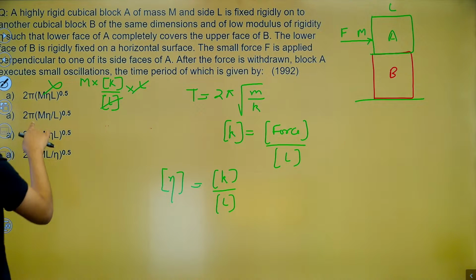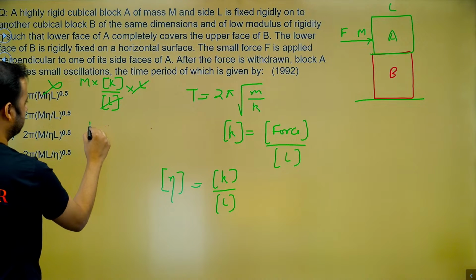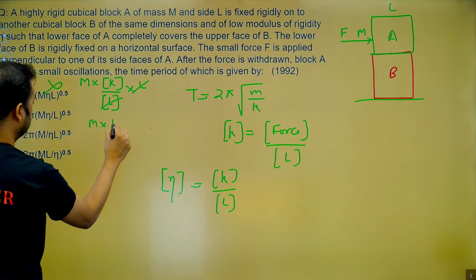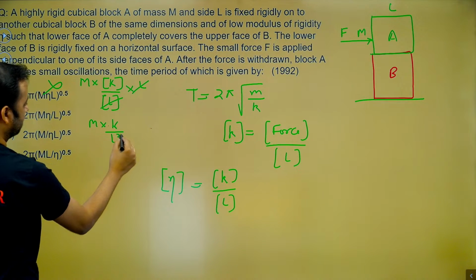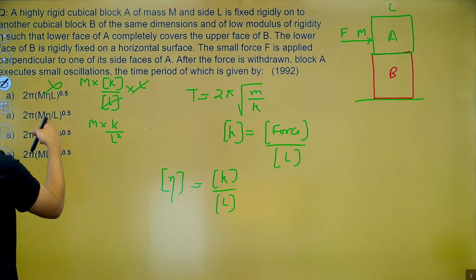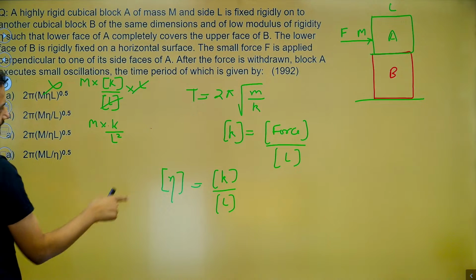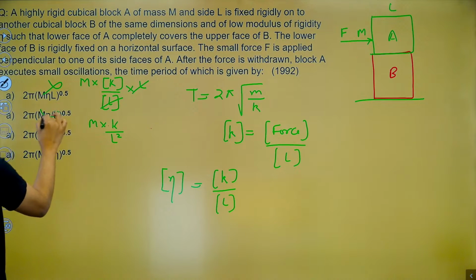Okay, this is gone. If you check option B, this is m into k by L, and one L is also remaining in the denominator. So this is becoming m into k by L square, whereas we want m by k. So option B is also wrong.